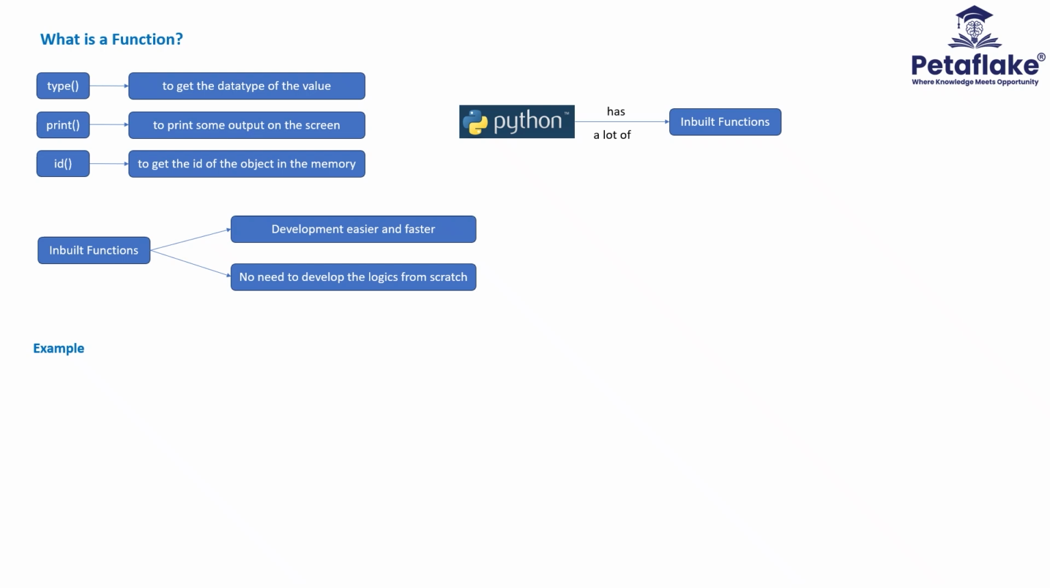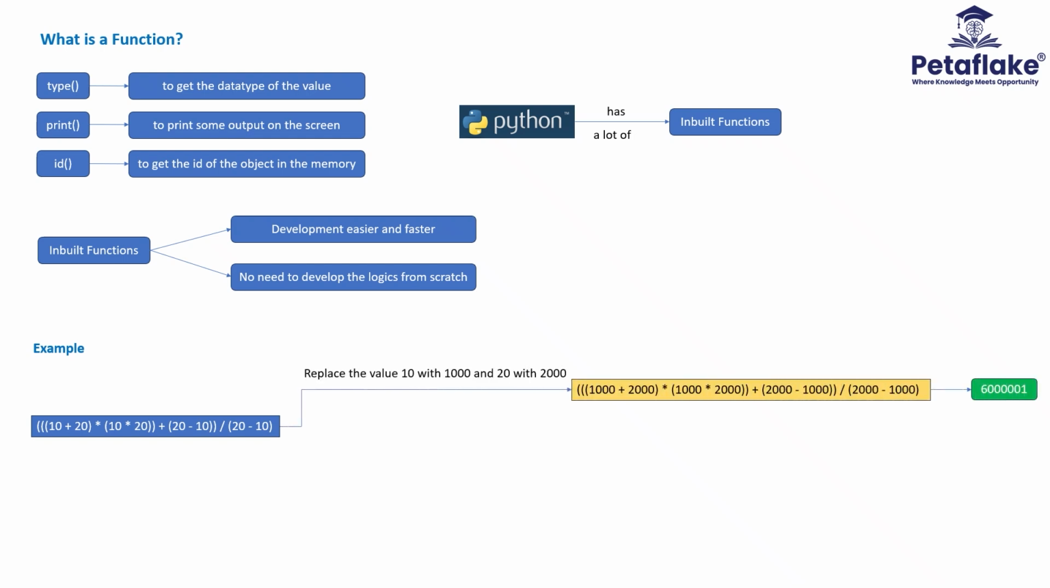Assume that we have this logic developed to perform a calculation based on two numbers for a specific requirement. In this calculation, we are applying the logic using the numbers 10 and 20. Let's say we got a requirement to perform a calculation based on the same logic for the numbers 1000 and 2000 instead of 10 and 20. What should we do? We need to rewrite the entire logic, replacing the number 10 with 1000 and 20 with 2000, and then the calculation should be performed.